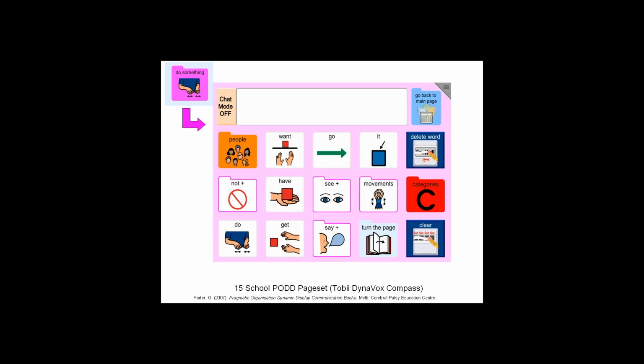So on your pod app, do something is one of the links on the home page, and then here's your actions page. So you can say do something, want it. Going to your people's pop-up, I want it, you want it. Go get it, have it. So again, these are going to be more core words that are coming up. So it's good to be really familiar with the do something branch starter.